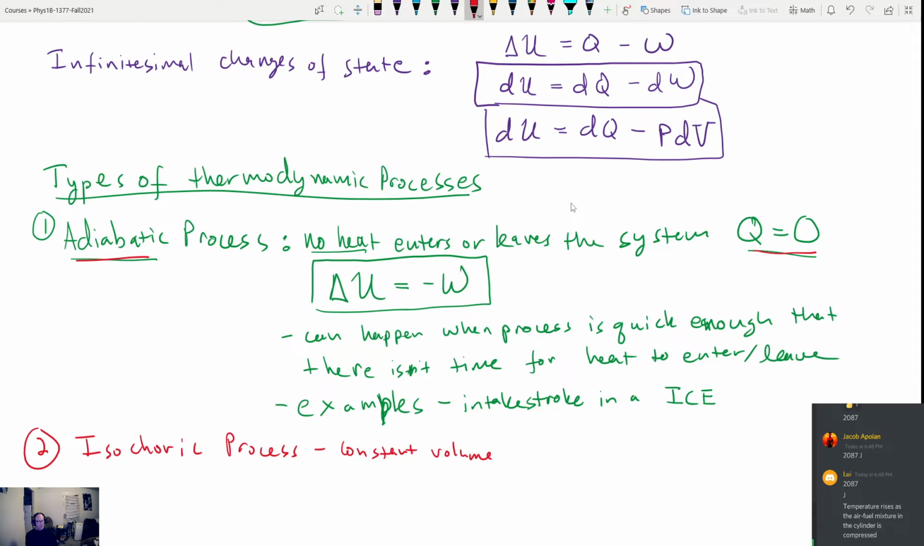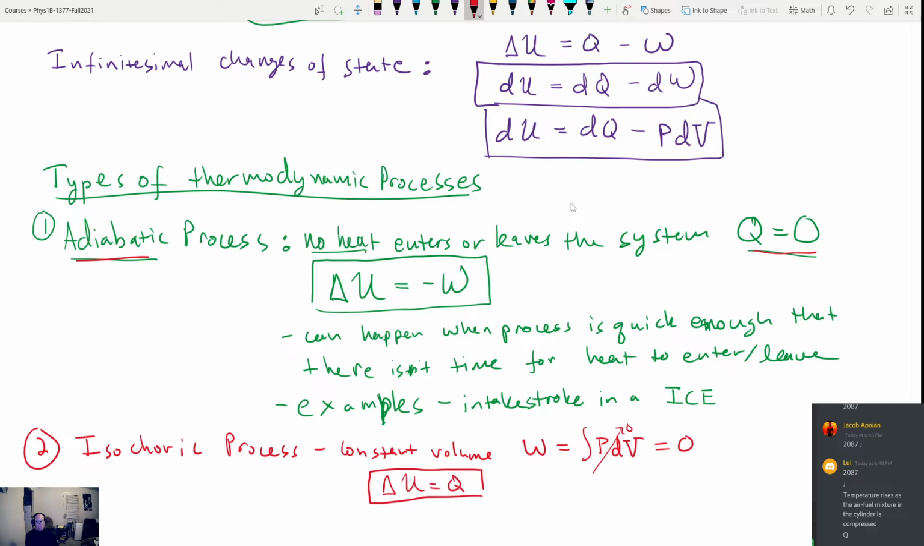And when you have constant volume, then again something is going to be equal to 0. So if the volume doesn't change, what is going to be 0? Can anyone figure that out? The work. Yeah, the work is going to be equal to 0 because work is basically the integral of PdV, and if the volume doesn't change, then this whole thing is going to be 0. So the work done is 0, which means the change in internal energy is just going to be equal to whatever heat actually comes in or out of the system. So if heat comes in, the internal energy will go up. If heat leaves, the internal energy will go down.